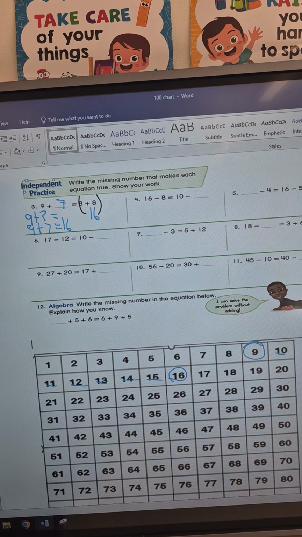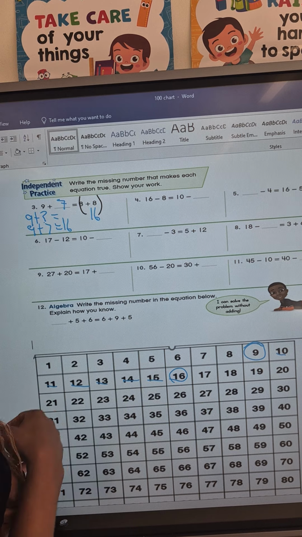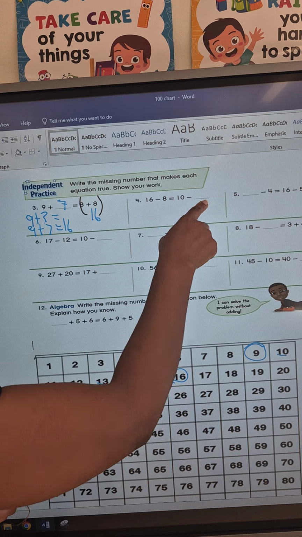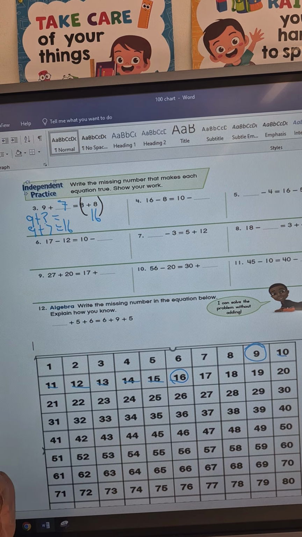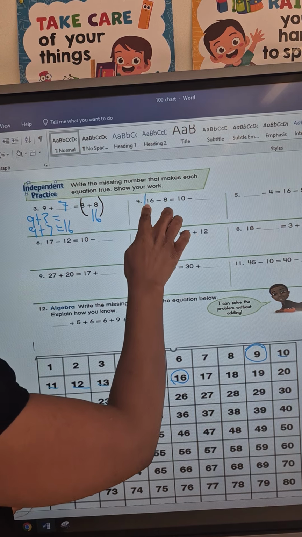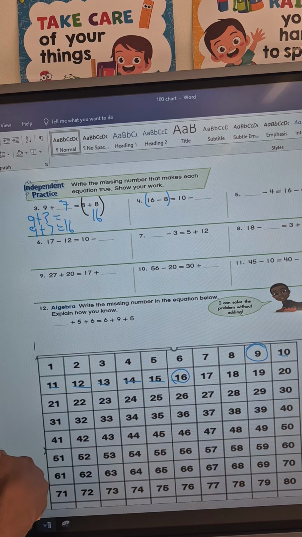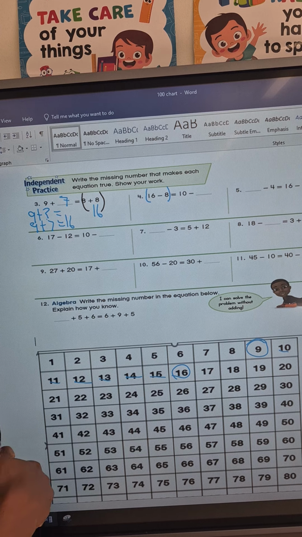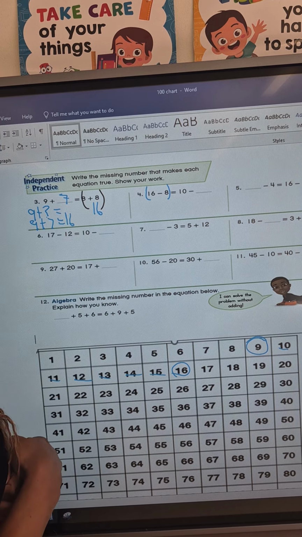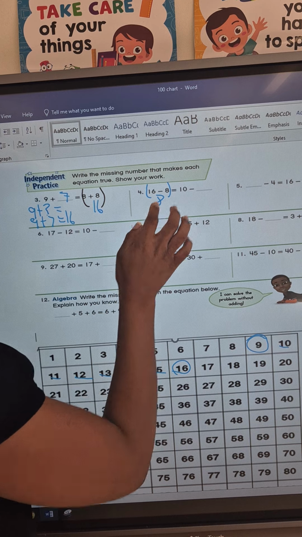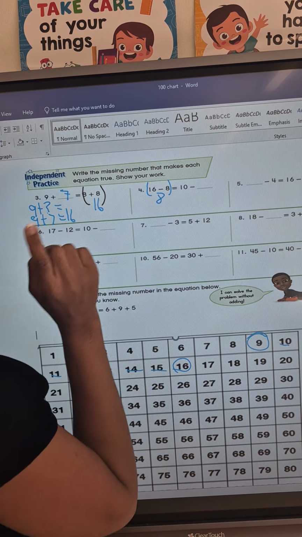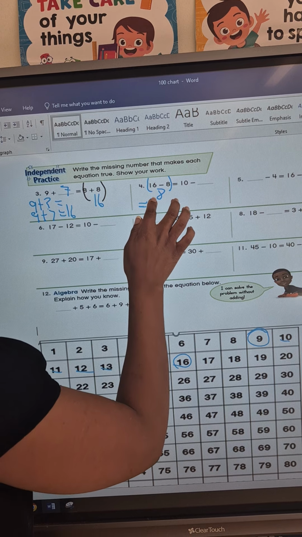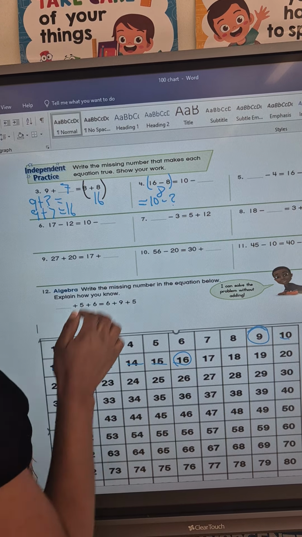Number 4. I'm going to read the equation. 16 minus 8 equals 10 minus blank. Do the same thing. Put the full equation in a bracket. I'll solve 16 minus 8 first. 16 minus 8 is 8. So I'm going to rewrite my equation. Equals 10 minus question mark.